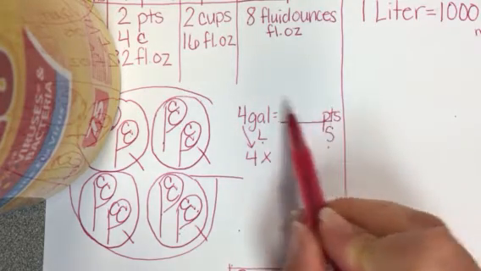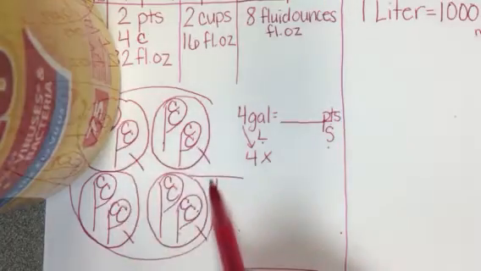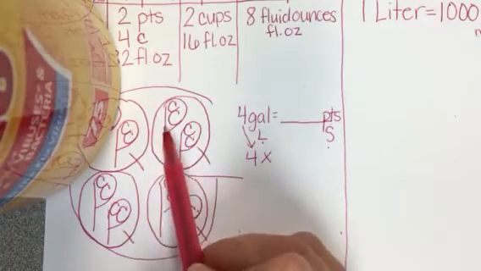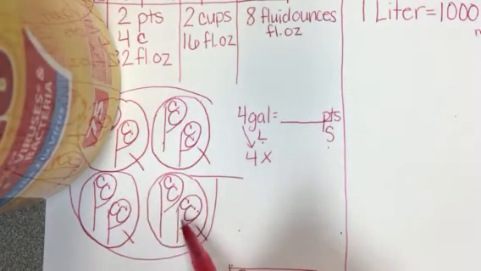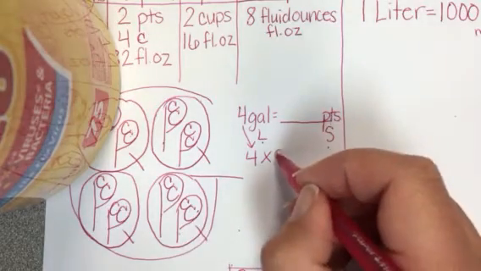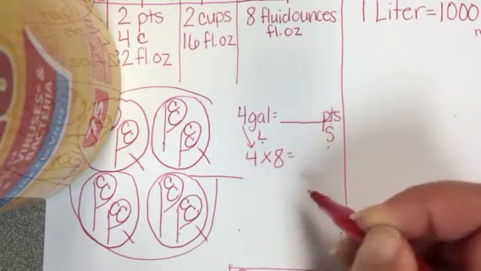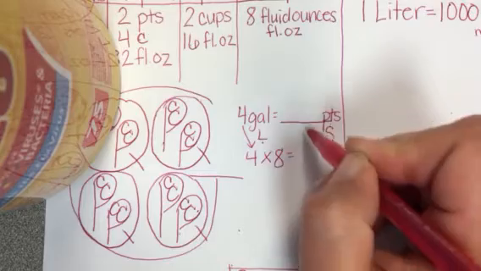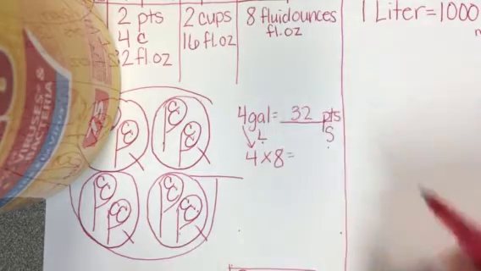Times how many pints are inside of a gallon. Here's my big G. How many pints? 1, 2, 3, 4, 5, 6, 7, 8. I counted up the P's. So I multiplied that by 8. So 4 times 8 is 32.